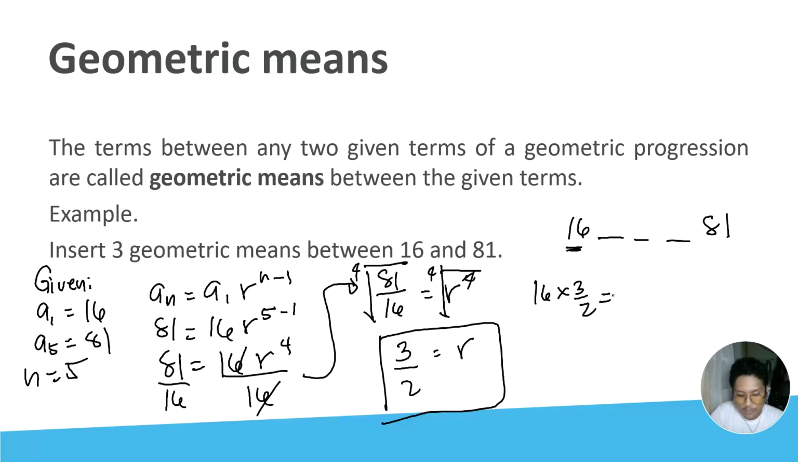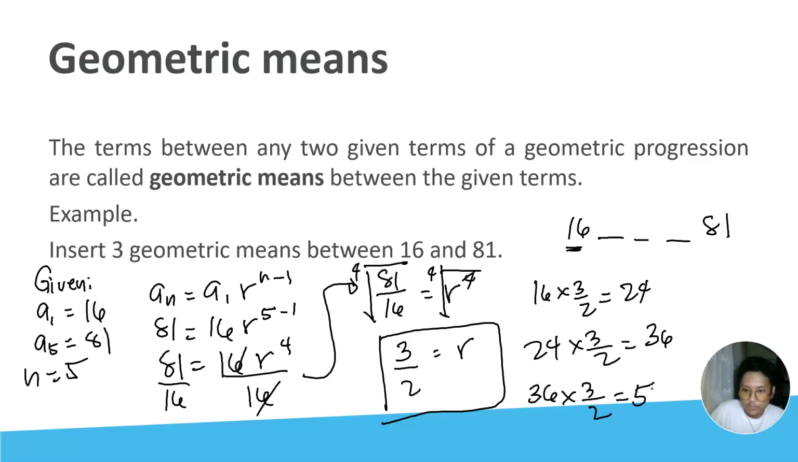16 times 3 halves is 24. Then 24 times 3 halves is 36. 36 times 3 halves is 54. To check, multiply mo ulit, 81. So, 24, 36, and 54. Yan yung sagot natin.